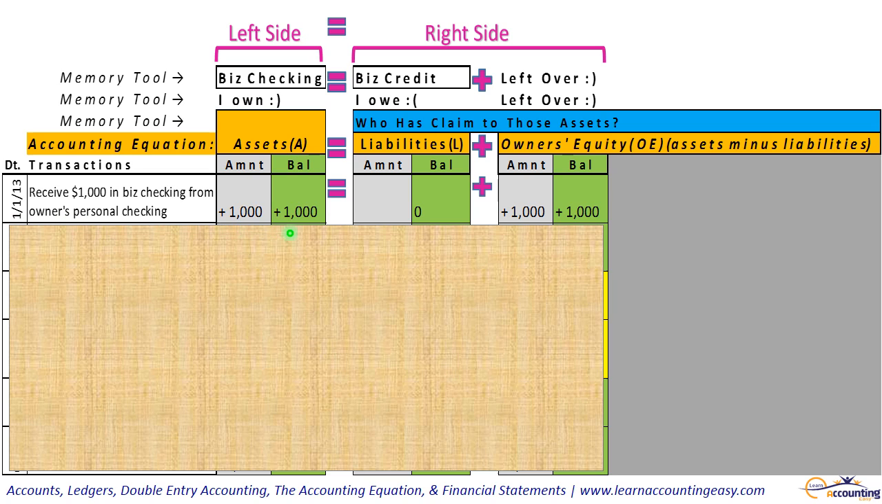So the first thing we do is look to the left side and say, what happened to the cash account? Well, in this case, the cash account went up $1,000, so we put the 1,000 here. Now, on the right side of the accounting equation, we are asking the question, who has claim to those assets? So we're saying for this $1,000, who has claim to it? Do any of our creditors, like a credit card company, have claim to the 1,000? Of course not, because it came from an owner's personal account. The owners here in the owner's equity section, they have claim to it. So we put the 1,000 here.